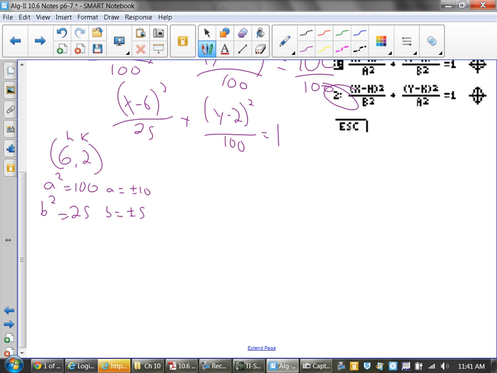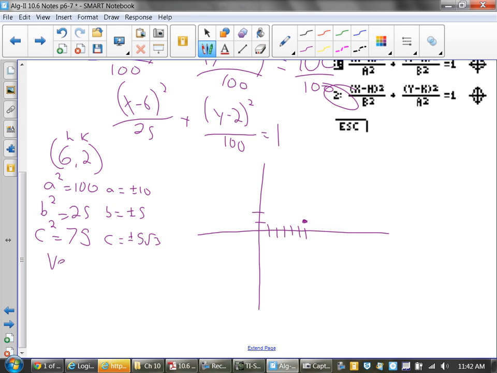Yeah, it's minus this time. It's just minus. Very good. It's 5 and 3. So right there we've labeled out all the important stuff to be able to graph. To graph this, start at 6, 2. There's your center. From there, your A value is always the distance from the center to the vertex. So I go up 10, down 10.